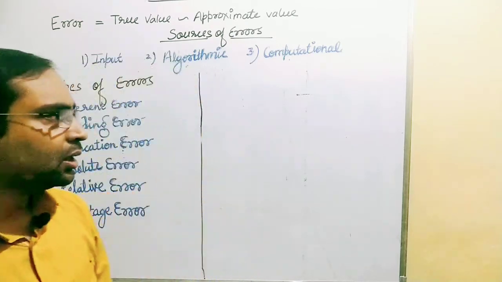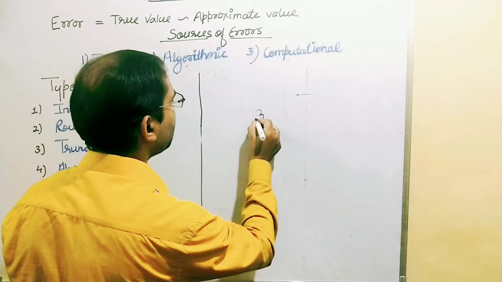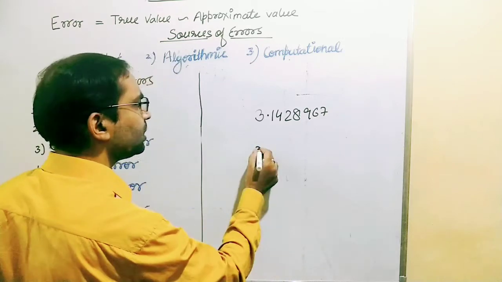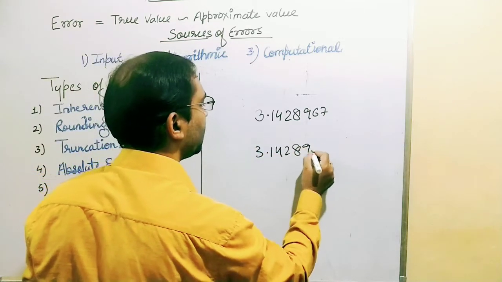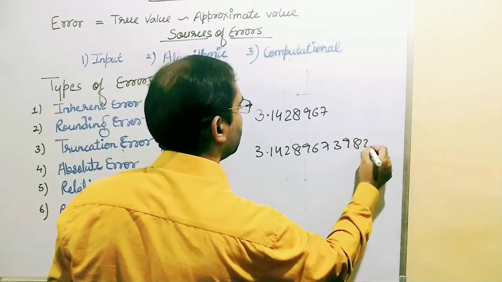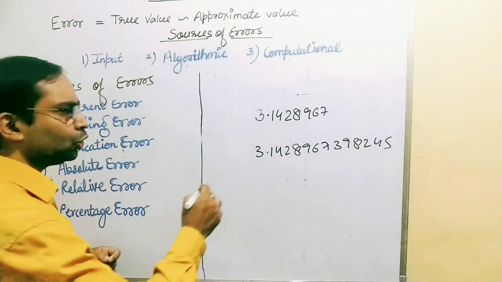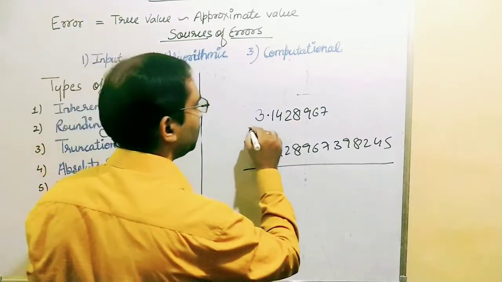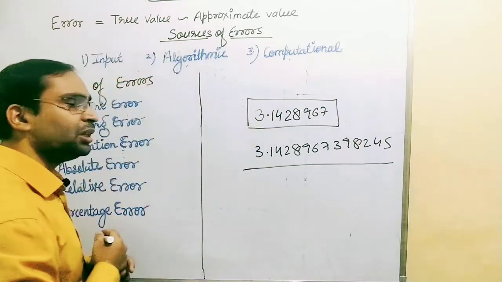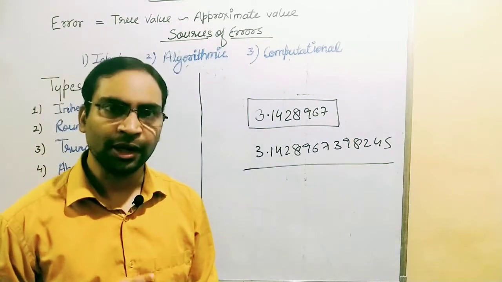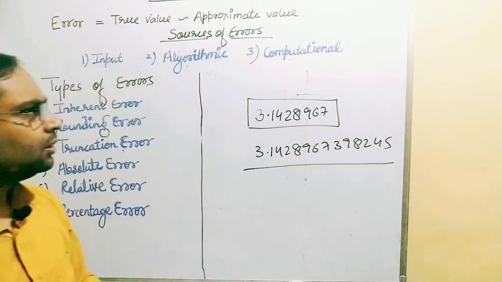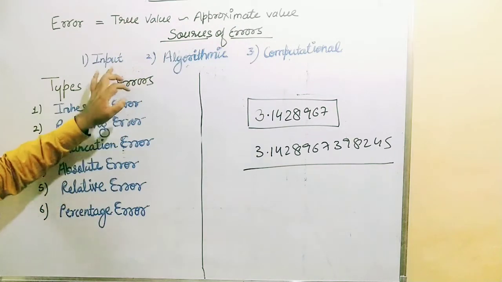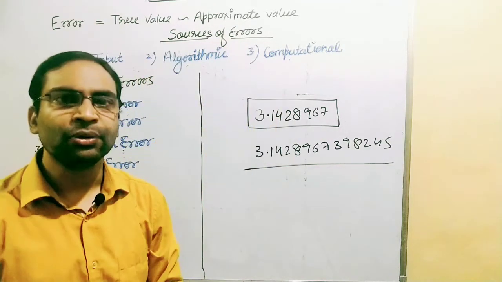In that case, whenever they store a number, let's say 3.128967398245, this should have been stored, but due to the limitation of the storage capacity, it stores only part of this information. So this will introduce computational errors in further computations. So these are the three main sources of errors: input, algorithmic, and computational sources.